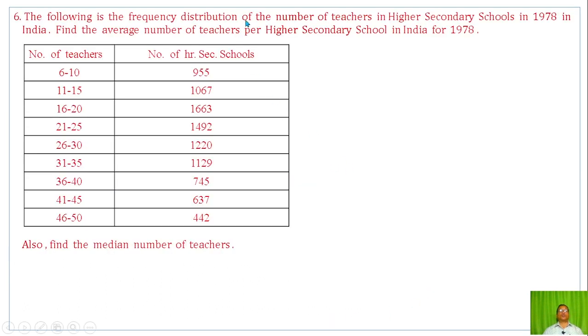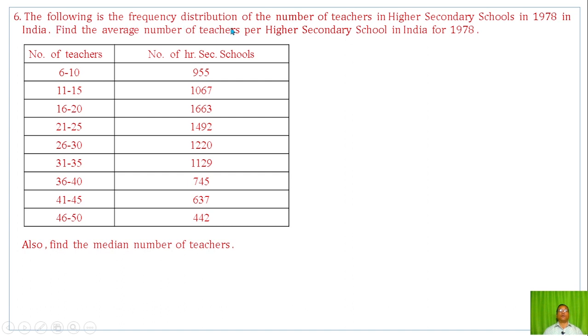Here is the frequency distribution of the number of teachers in higher secondary schools in 1978 in India. Find the average number of teachers per higher secondary school in India for 1978. Number of teachers 6 to 10 levels. Number of higher secondary schools 955. Also find the median number of teachers.